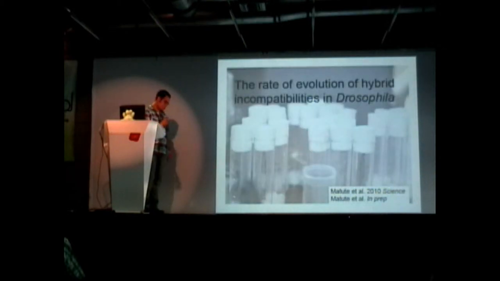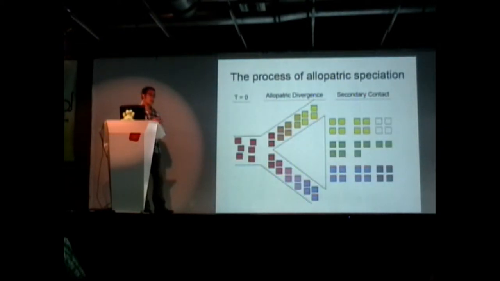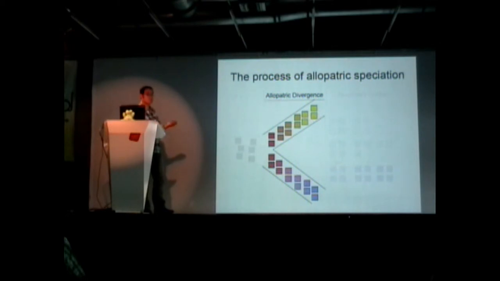The first set of data that I want to talk about is how fast hybrid incompatibilities evolve, at least in Drosophila. The reason for this is that there is a beautiful theoretical framework that shows how the process of allopatric divergence should occur, and what should happen once you have this allopatric divergence in terms of genetic change in these species.